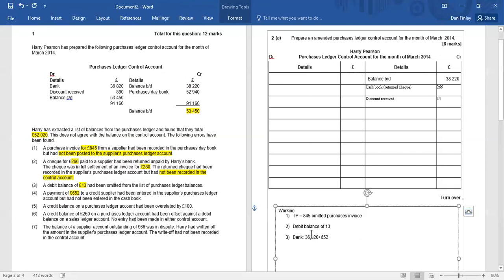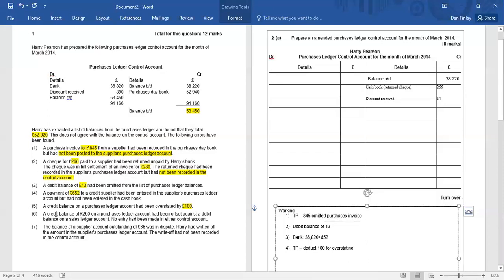I'm going to show my work now down here so the examiner can see what I'm doing. 5a, a credit balance on the purchase ledger account has been overstated by £100. Now, since the control account doesn't get any information from the ledger accounts, this won't change at all. So the £100 only affects the 52,020. So the trade payable, we need to deduct 100 for the overstated balance.